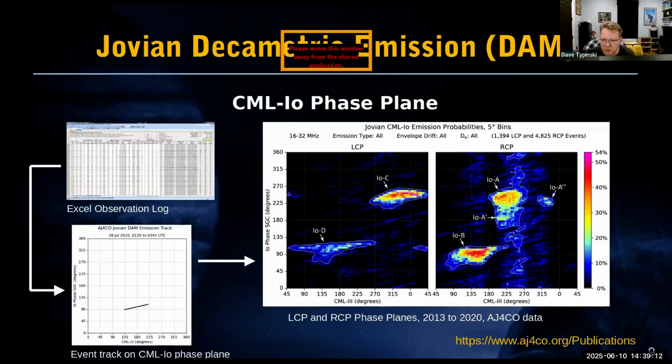CML-IO phase plane, for those of you who don't know, is a plane in phase space. Unfortunately, it's IO phase, so there's a double meaning there.